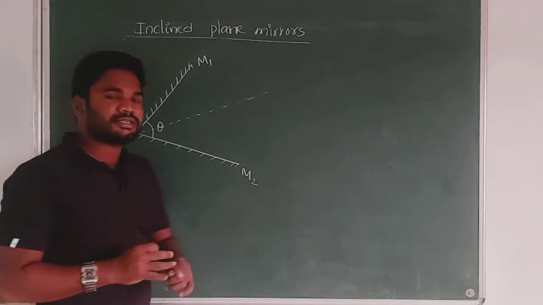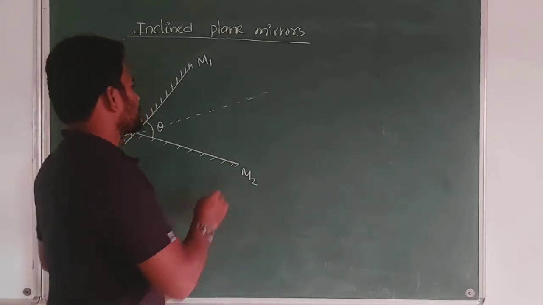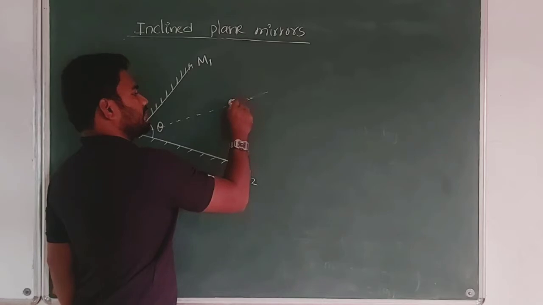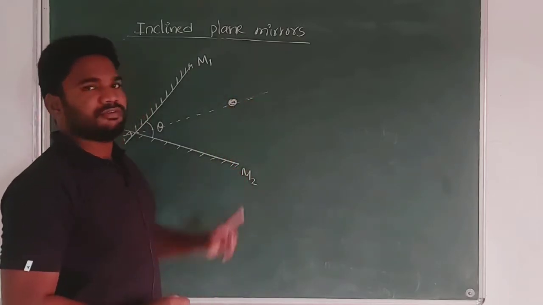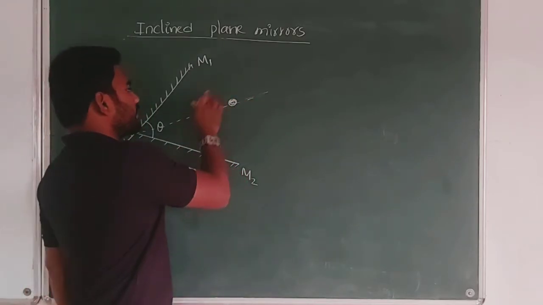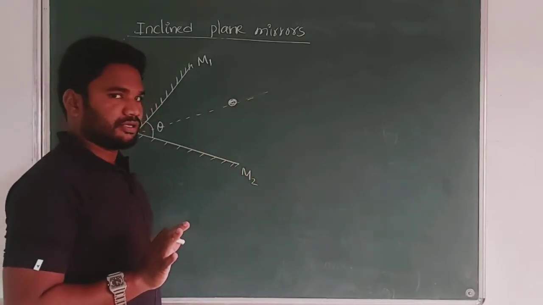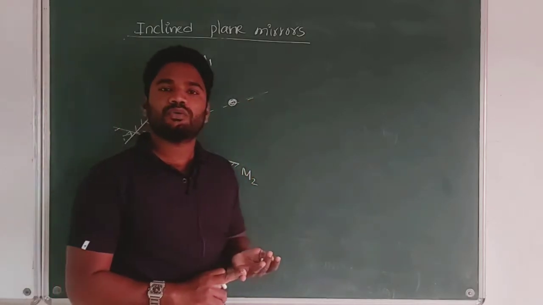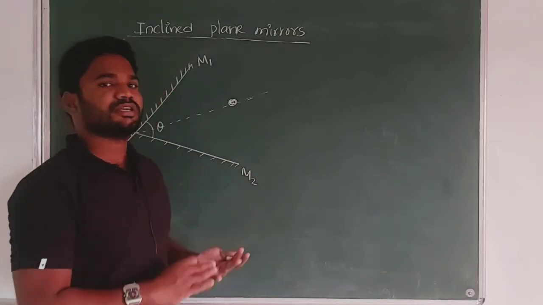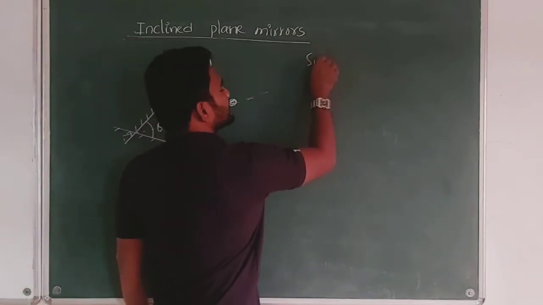There are two possibilities to place the object here. Number one is symmetry. If it is not placed on the angular bisector, that is said to be asymmetry. Are you getting my point? There are two positions we have: one is symmetry, another one is asymmetry. First, I will go with symmetry, students.